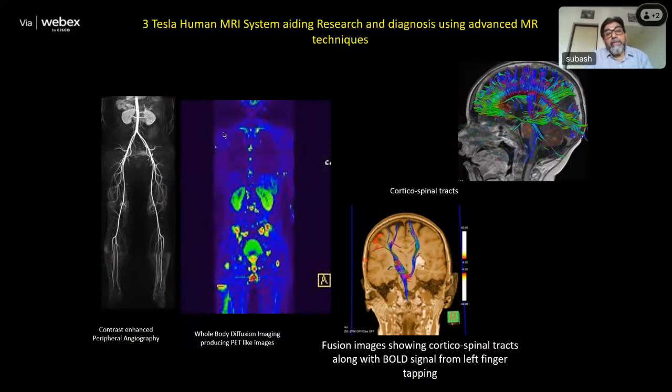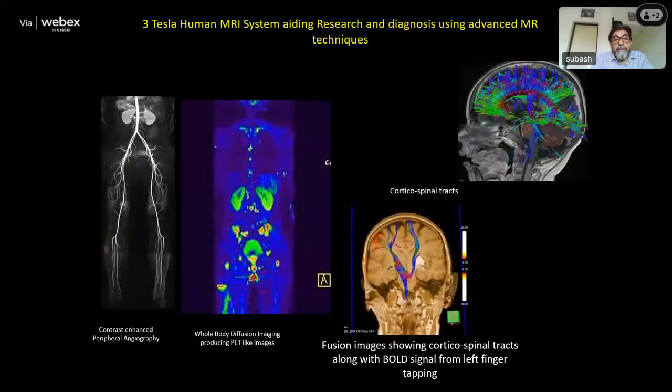So MRI is also trying to catch up, making images like a whole body PET scan, which can show metastasis over the different regions of the body. The PET scan is more of a radioisotopic intervention and very expensive, while MRI can be utilized to look at the metastatic lesions in the different parts of the body.